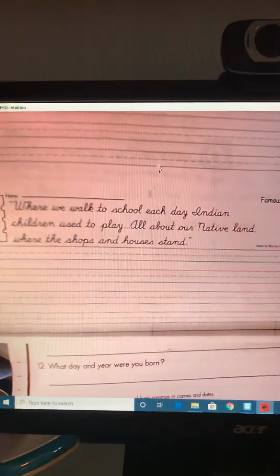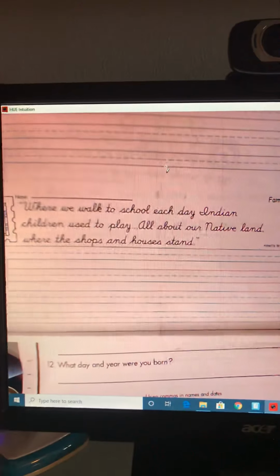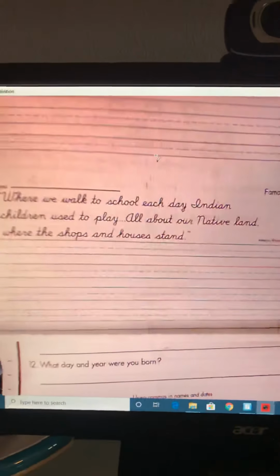Your cursive for today looks like this. Okay, where we walk to school each day, Indian children used to play. All about our native land where the shops and houses stand. So that is a quote. So you're going to write that correctly, neatly, in cursive on the lines.